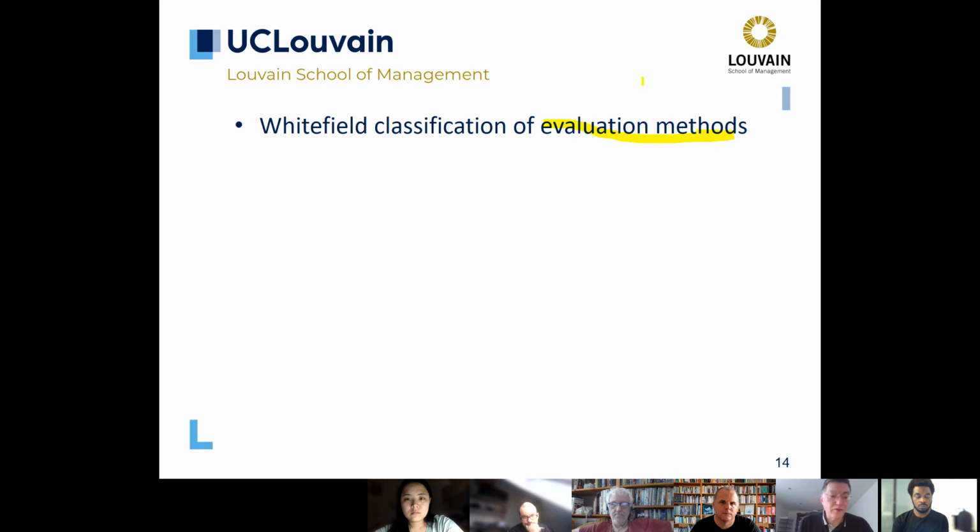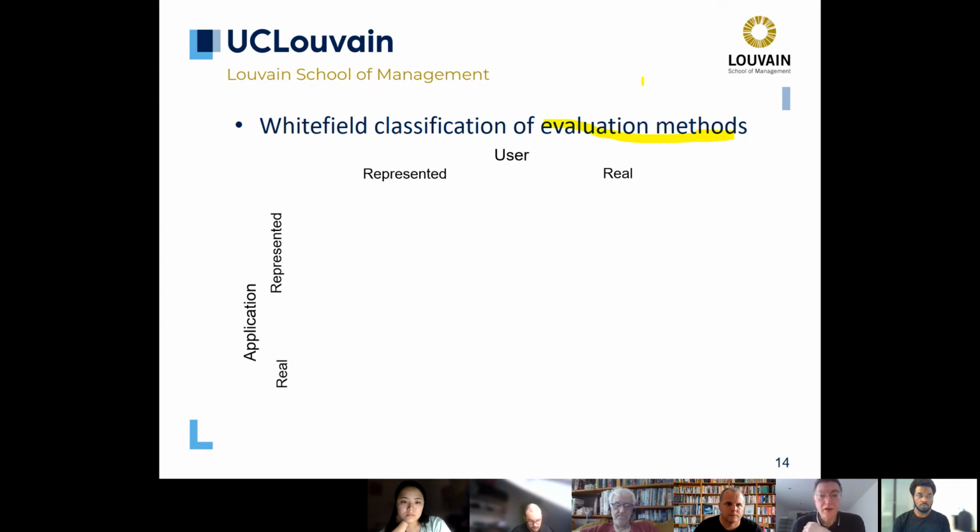So again, if I come back to an old piece of work, but which I like very much, the classification of evaluation methods from Whitefield, which says that evaluation methods, and this is very general for any type of system, can be represented along 2 dimensions, the user and the application. So for both of them, we can imagine whether the user is a real one, for instance, in the previous case, a real driver, or a representative. Which means it is not a real user, maybe it's somebody else, or it is a model of the user, or a simplification of the user.